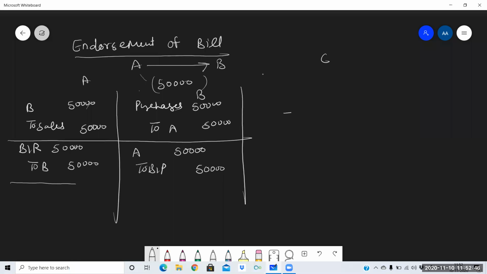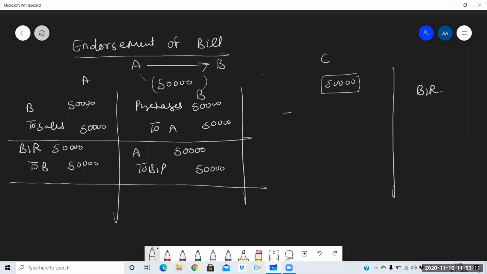Okay. So now suppose the maturity date is after 3 months, same 4th June, but in between A was supposed to make a payment to C of the same amount of 50,000. So A has two options, either to make payment to C or to endorse his bill to C. So in that case, if the bill is endorsed, let's see its treatment.